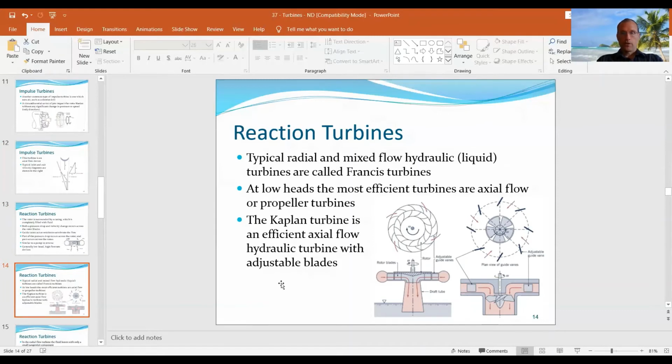Typical radial and mixed flow liquid turbines are called Francis turbines. So again, we can have radial, mixed, or axial. So the radial and mixed versions are called Francis turbines. For low heads, the most efficient turbines are axial flow or propeller turbines. These are generally Kaplan turbines. So you can see the difference. This guy here being a Francis turbine. This guy here being a Kaplan turbine.